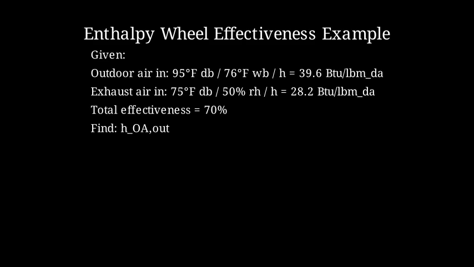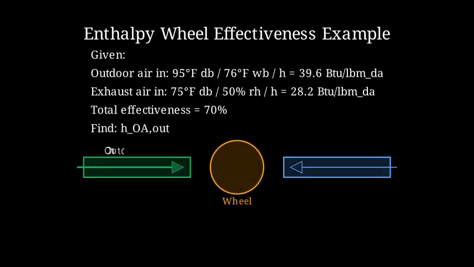Let's draw a simple enthalpy wheel diagram to visualize the two air streams. On the left, outdoor air enters the wheel. On the right, exhaust air enters the wheel. The wheel transfers energy between them.